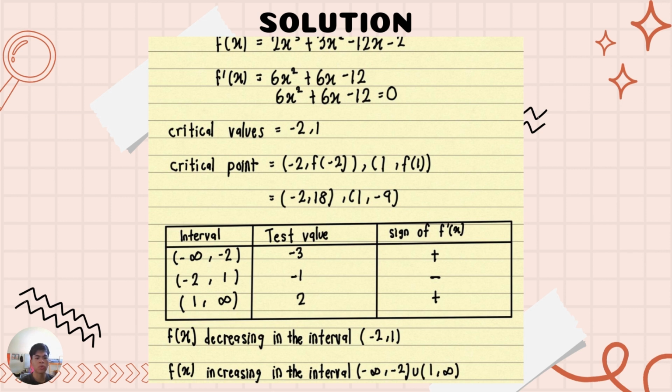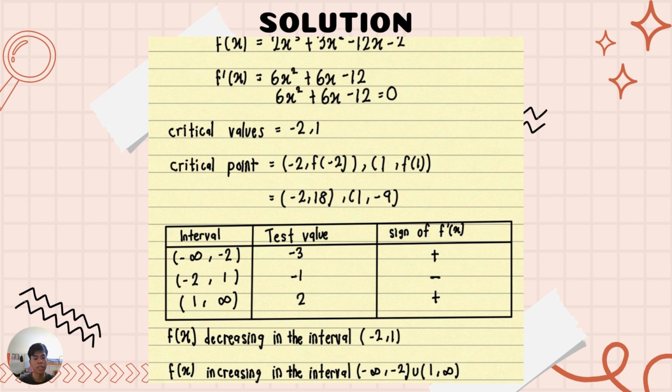So next we go how to find increasing and decreasing. Here we must test it. So we can look at the table. First interval, we have 3 intervals and we have 3 test values too. The test values we get from the intervals. So the result we get is positive, negative, positive.